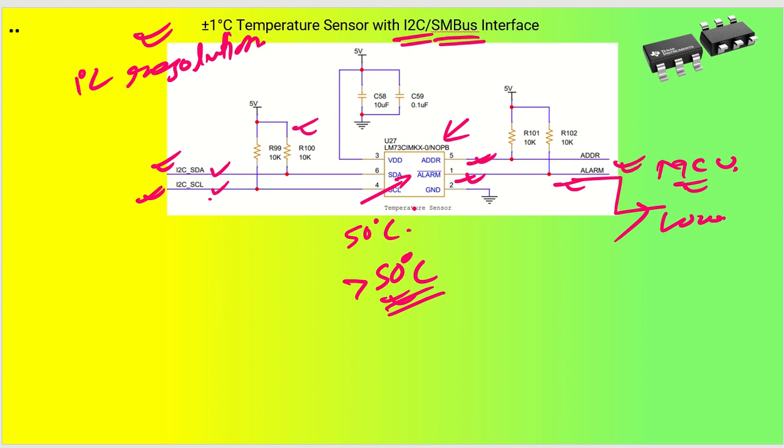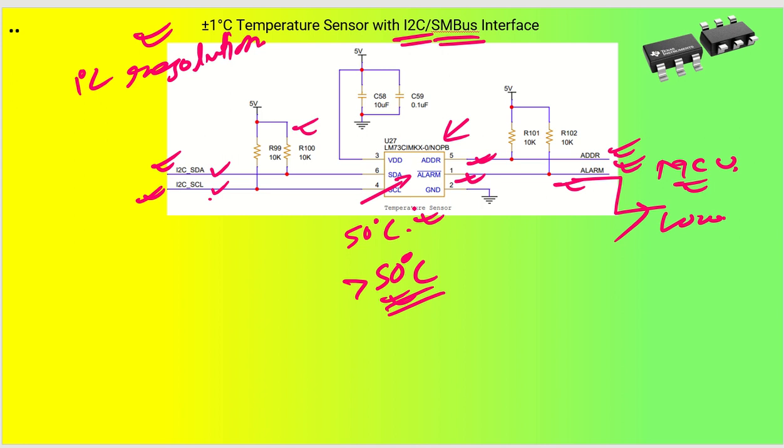So the address pin, I have pulled it high. You can pull it low, or you can connect it to one of the microcontroller IO pins, which will set it high or low based on your understanding. Since it is only one device, you can permanently keep it high or permanently low. That doesn't matter. Both of them will be the same.